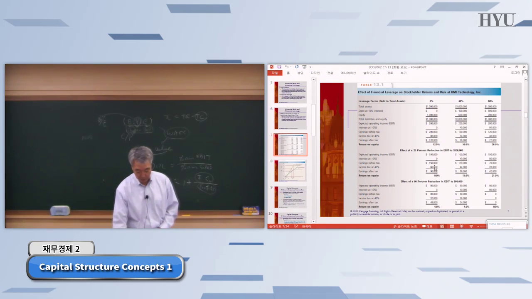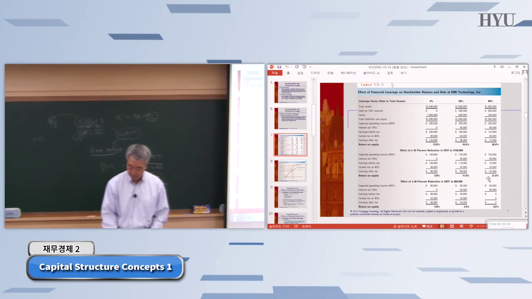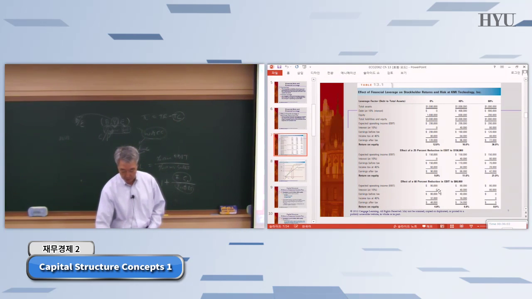Then when you go through all the numbers, the return on equity comes out to be 9% in the first case, 11% in the second case, 21% in the third case. The last part assumes a more severe economic depression, so suppose the EBIT went down by 60%. Then literally all the return on equity will be wiped out because of your debt servicing cost.